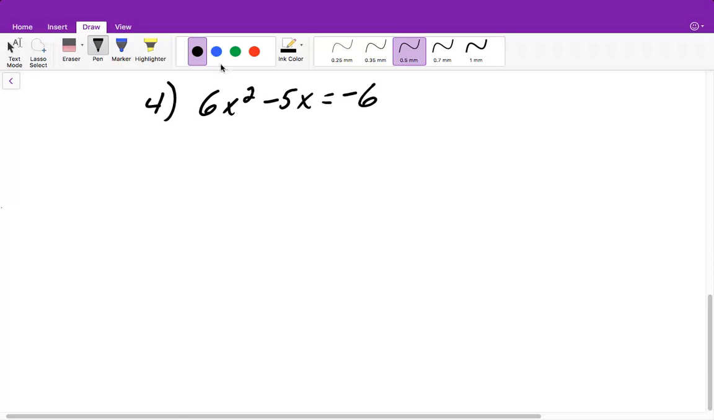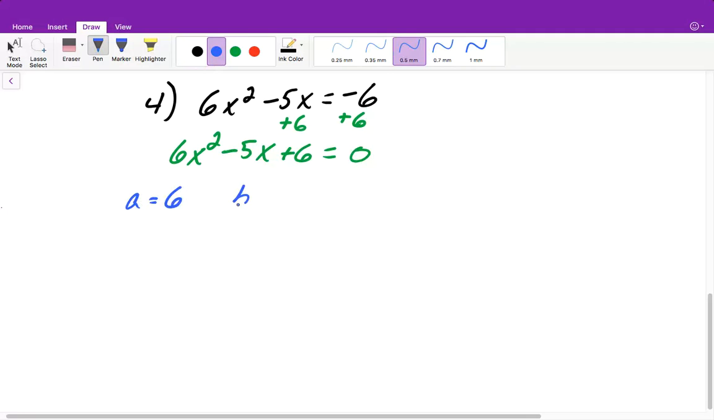All right, the next one, it's not written in standard form for us, so we need to go ahead and set it equal to 0. So we will add over the 6. 6x squared minus 5x plus 6 is equal to 0. Then same thing as before, we need to identify our a, our b, and our c, because it's the same question. State the number and type of solutions.